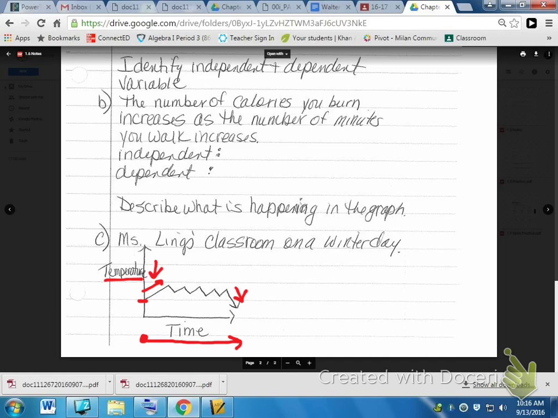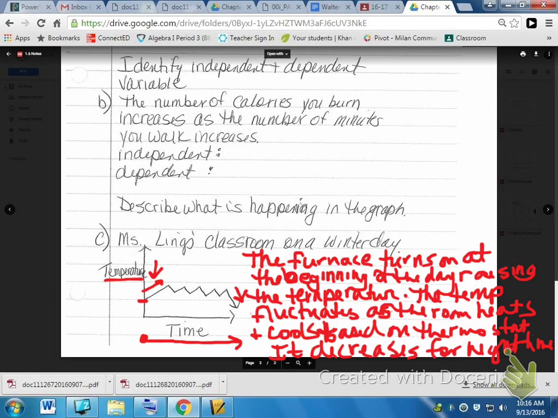So here's what you would need to do. The furnace turns on at the beginning of the day, increasing the temperature, and then it fluctuates.